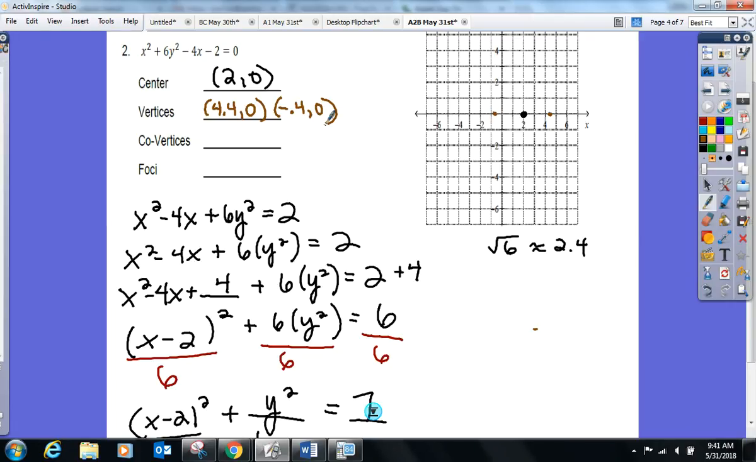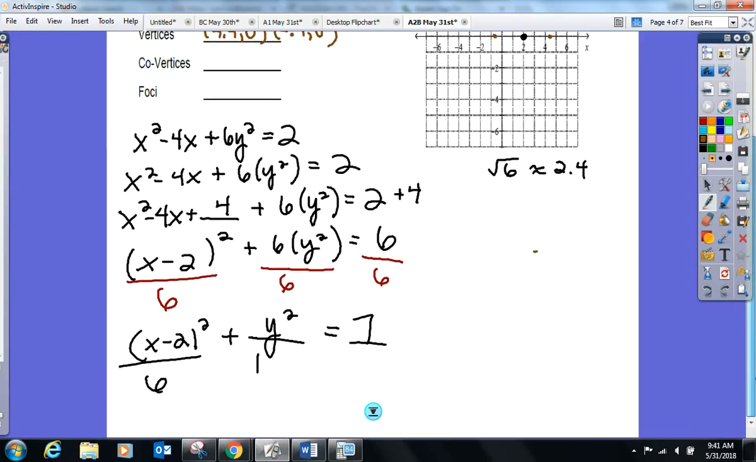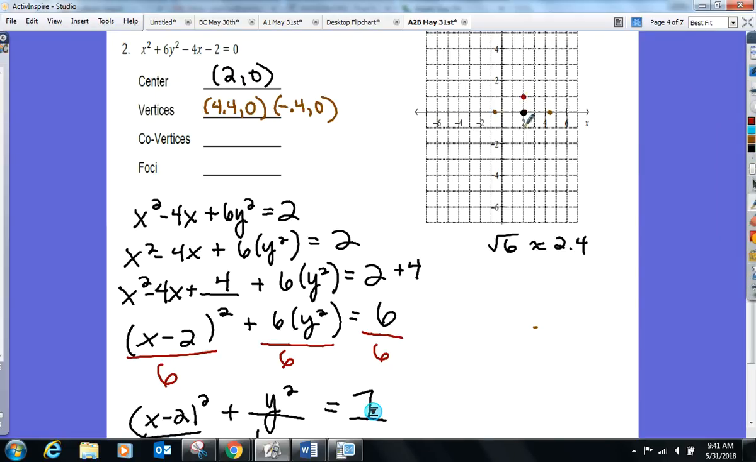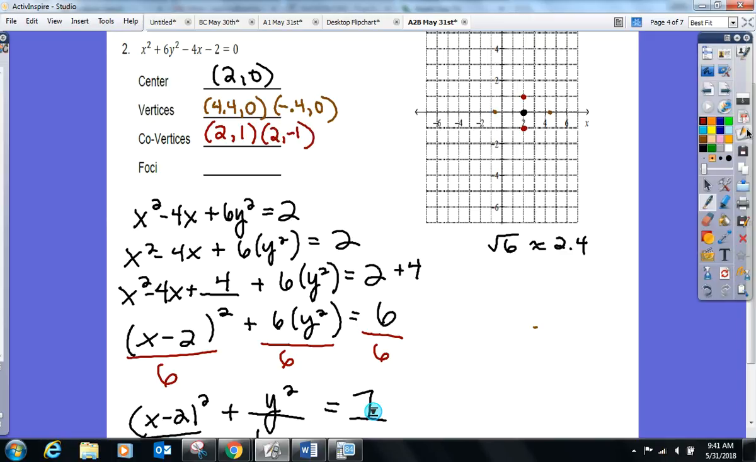And then how many units above and below do I go? Look at your equation. What's underneath the y? A 1. So up how many? 1. Square root of 1 is 1. And then down 1. So my co-vertices look like it's 2, 1 and 2, negative 1. Solid graph going in now.